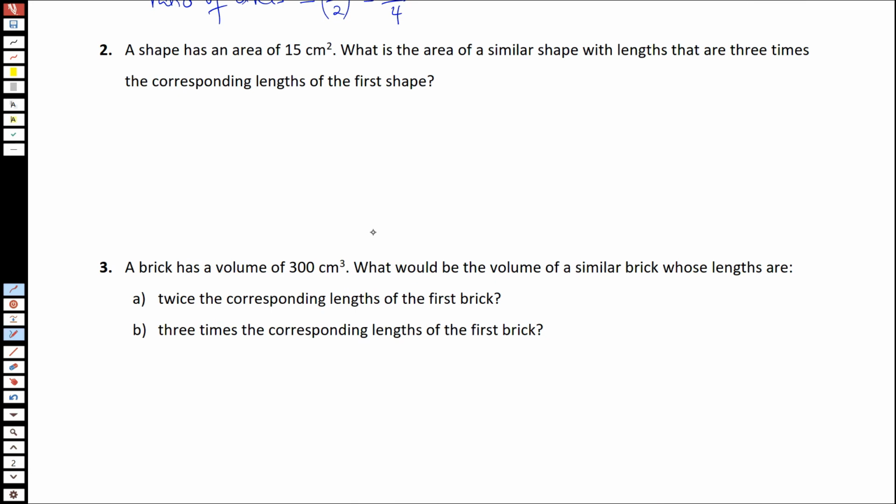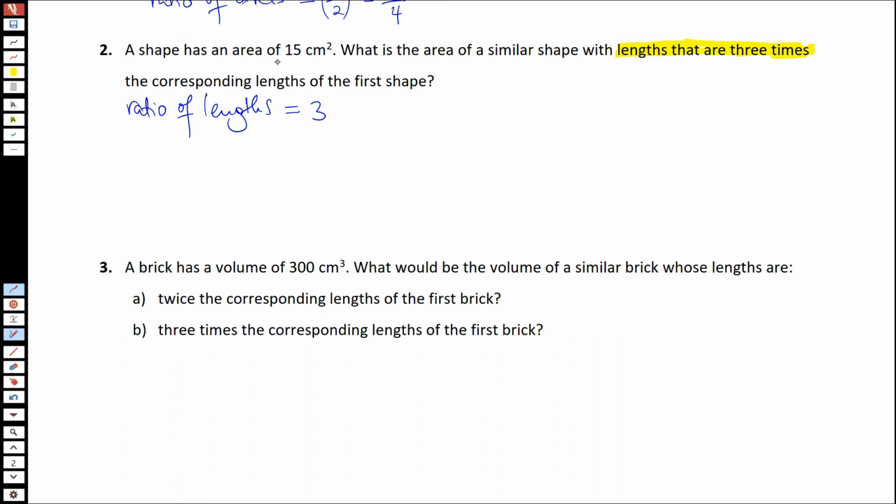Number 2, a shape has an area of 15. What is the area of a similar shape with lengths that are 3 times the corresponding lengths of the first shape? That gives us a hint of what the ratio of the lengths is. The ratio of the lengths will be equal to 3 over 1, which is just 3.